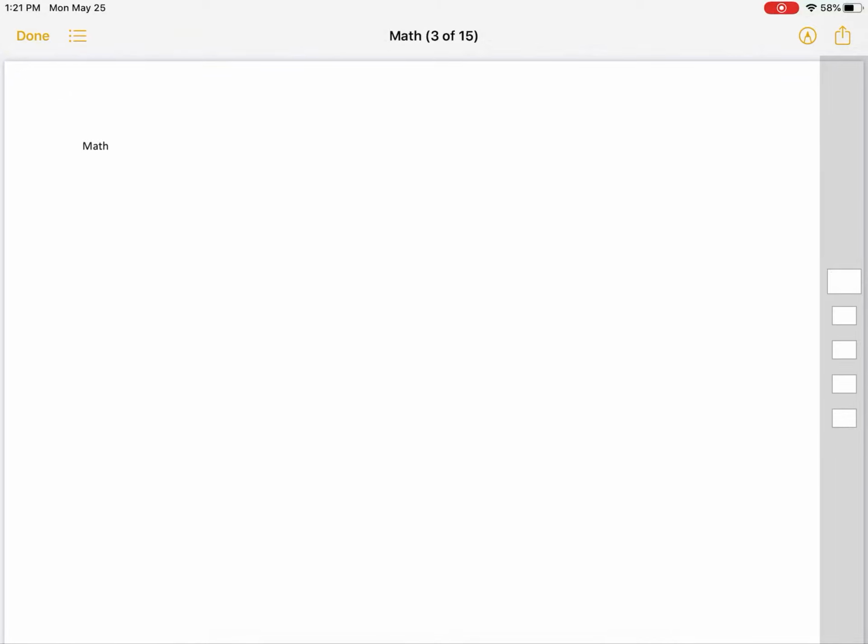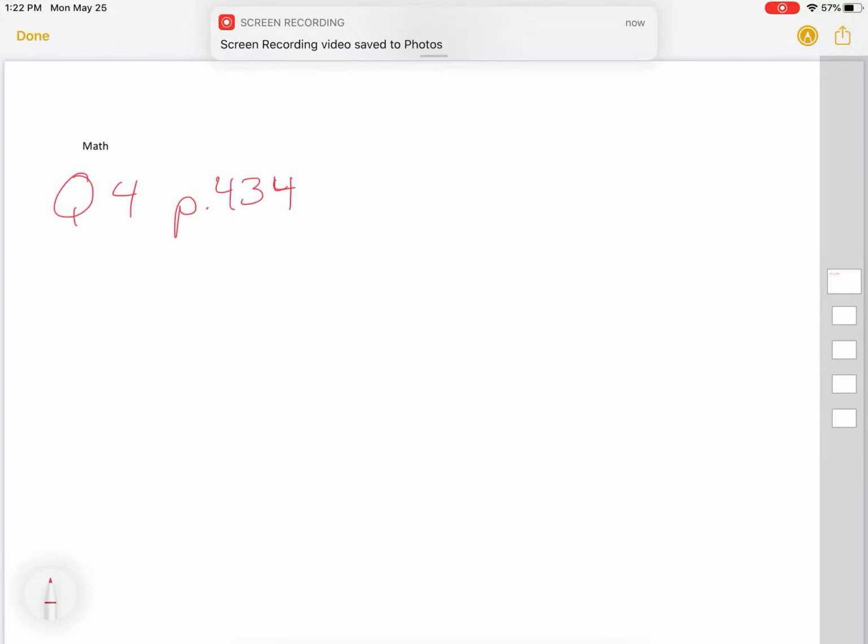Okay, so this is question 4 on page 434. Okay, and this is similar to the two consecutive odd number questions, except for this case, this is two consecutive even whole numbers. But the thing to remember about even and odd numbers is that they're 2 digits apart. So 2, 4, 6, 8, or 3, 5, 7, 9, etc. So that becomes the important part.